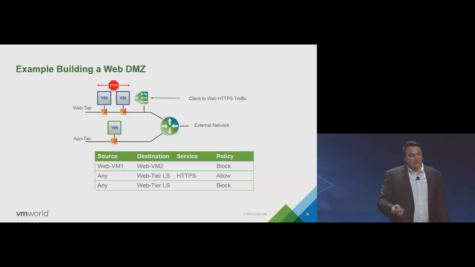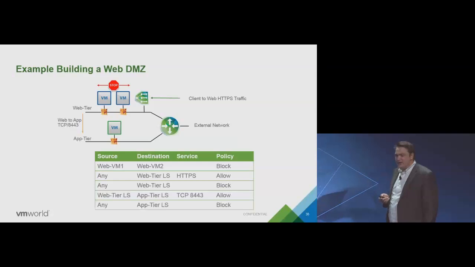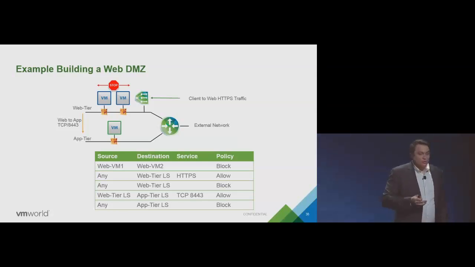So if an attacker comes in with HTTPS and tries to do anything else, it's completely blocked. And from there, we can have, let's say, web tier talk to app tier over a certain TCP port. So the web tier can service the app tier through, say, this TCP port alone so that they can communicate with each other. And then finally, anything else from that web tier to the app tier is blocked. So now we know the exact communication patterns we expect, and that's the only thing we're going to see.